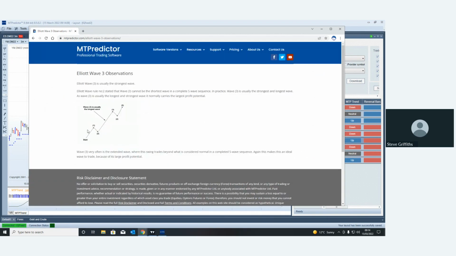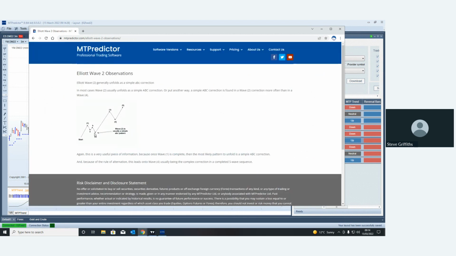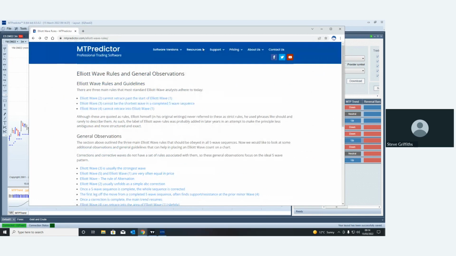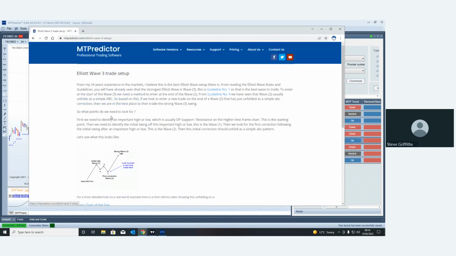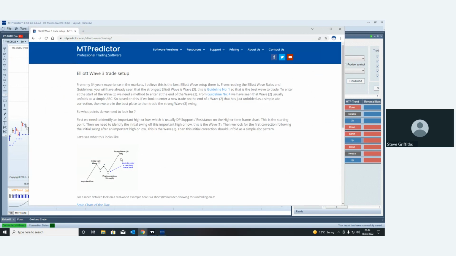So if you click on that, you can see the pattern there of what an Elliott wave pattern should be. And these are all the other observations. They're not generally rules. They're basic observations about what typically happens. Another one that we like is that Elliott wave 2 usually unfolds as an ABC, which is this one here. And what we like about that is because if you combine Elliott wave 3 is usually the strongest with Elliott wave 2 usually unfolds as an ABC, what you get from that is, if you look at trading the wave 3 here, this pattern here, which is our wave 3 or W3 trade setup.